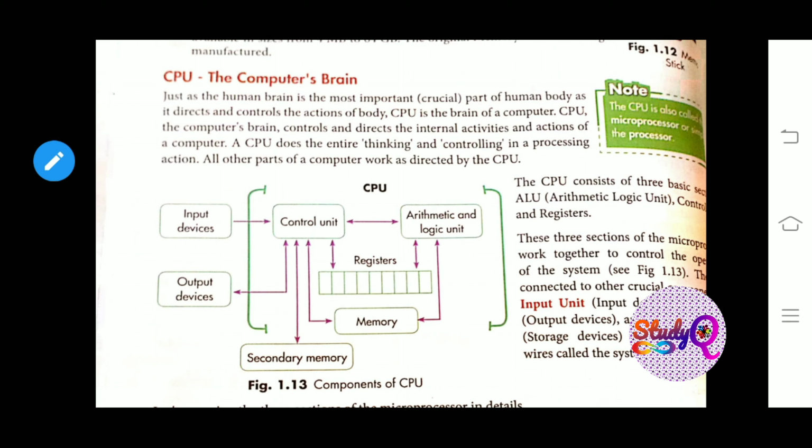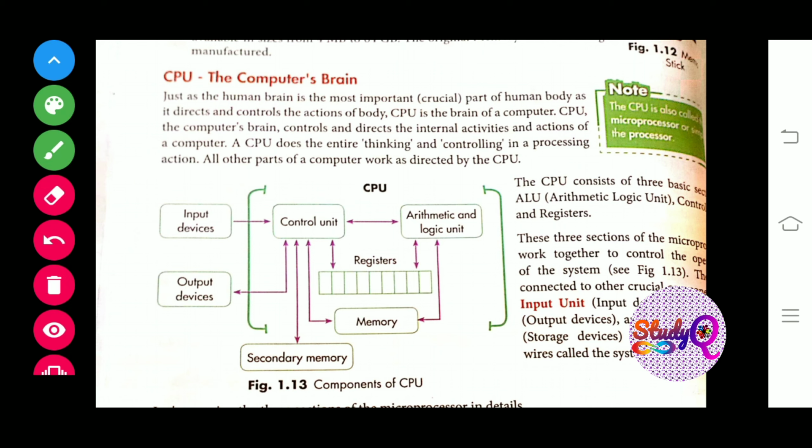The CPU consists of three basic sections called ALU, control unit, and register. So here the arithmetical logical unit, control unit and register are the three sections of the microprocessor. You can understand easily; I am just reading this here, and I am explaining each and everything about this. These three sections of the microprocessor work together to control the operating system, connected to other crucial components: input unit, output unit, and secondary storage devices.